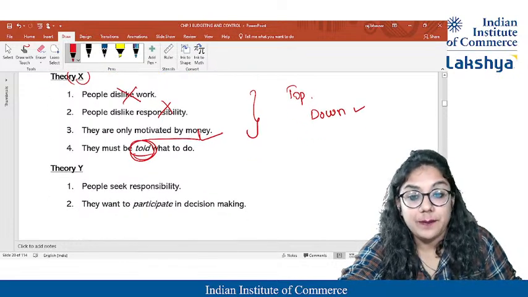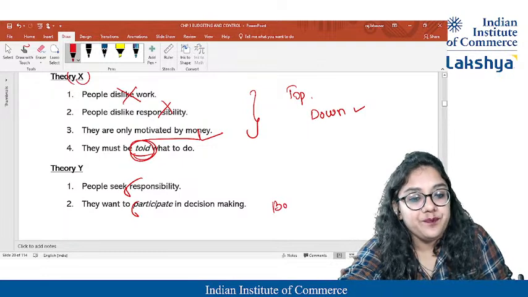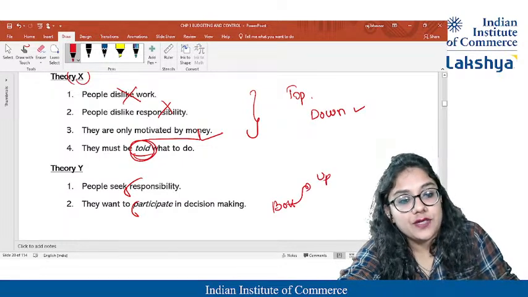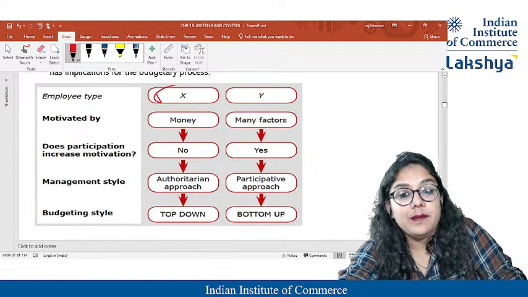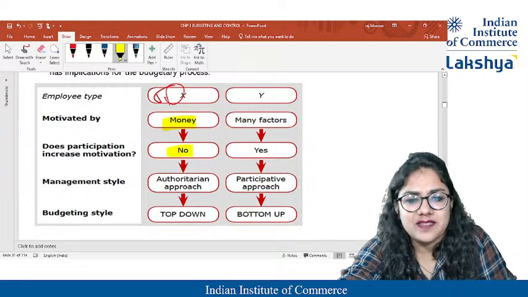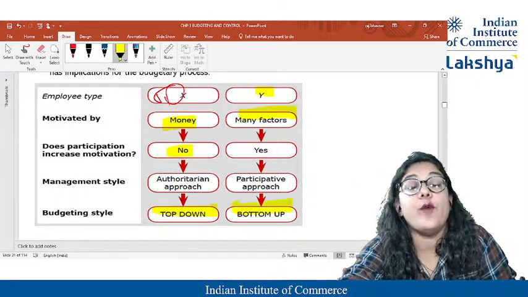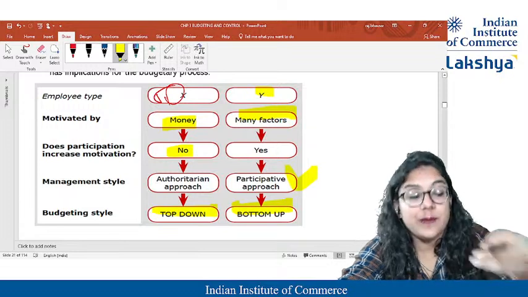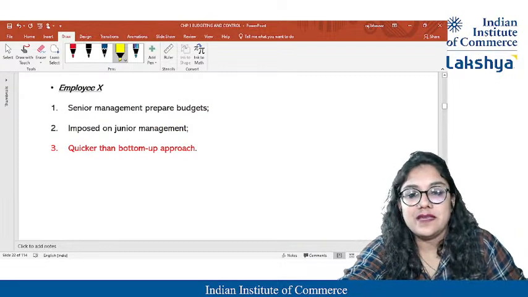But when there are certain people who want to take responsibility and be participative, for them the bottom up approach is better. X is motivated by money. He is not at all interested, so for him top down is fine. But Y has many factors, so for him bottom up is better because he wants to be participative in that approach. So over here it's given.